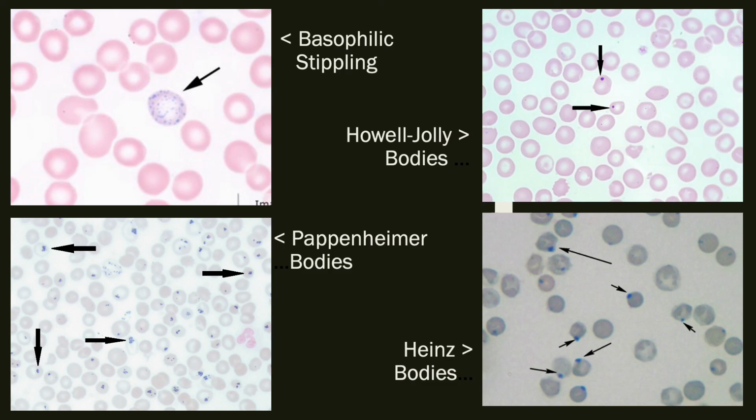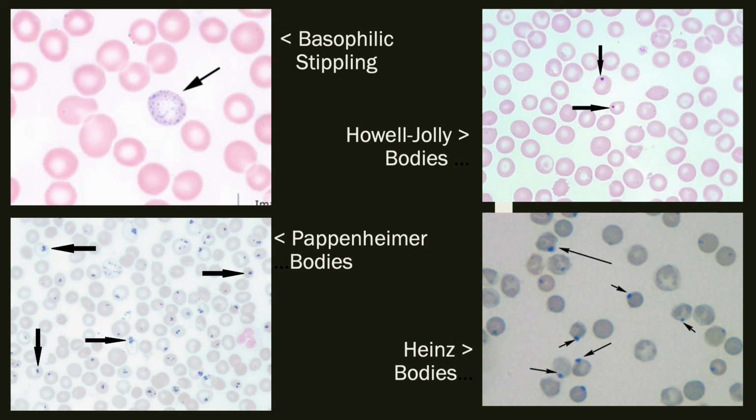So we've got the basophilic stippling with the Easter egg look. That's made up of rRNA. We're looking at that with the right stain. We've got the Howell-Jolly bodies with a single aggregate of nuclear DNA. That's also seen with the right stain. We've got the Pappenheimer bodies with the aggregates of iron. These ones are hanging out together, and we identify these with the Prussian blue stain. And lastly, the Heinz bodies are made up of precipitated hemoglobin, and these are seen with a supravital stain on the edge of the cell typically.